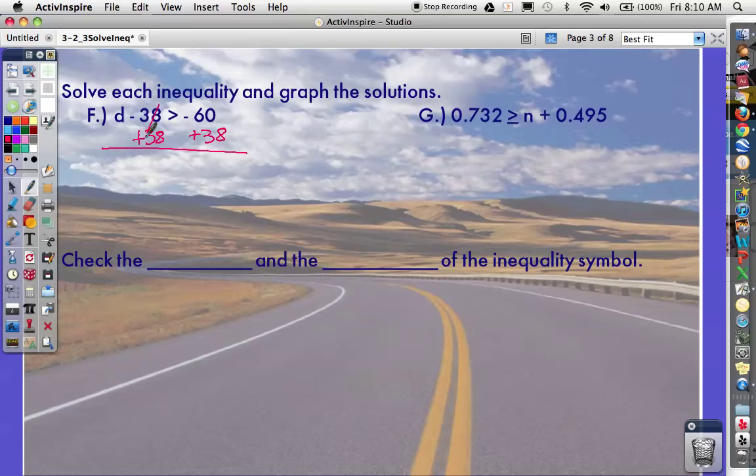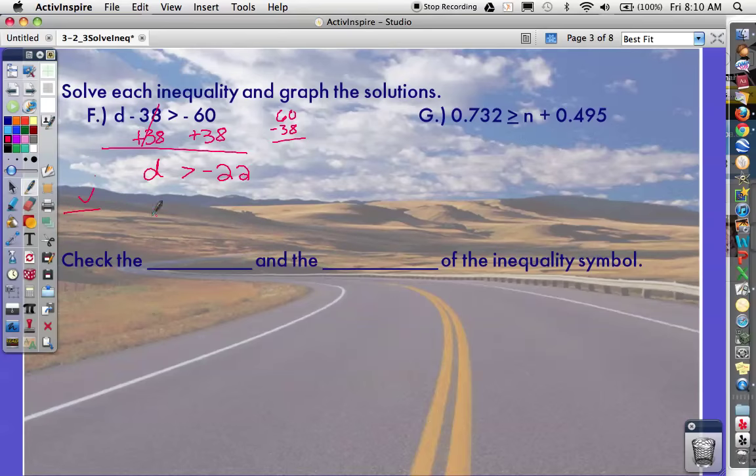When you add 38, they cancel on the left, and you have d is greater than negative 22. You have a negative 60 and a positive 38. Remember, you're doing 60 minus 38, and then since the sign of the larger digit is negative, your answer would be negative. We should do a quick check step over here. So if I do negative 22 minus 38, I would get a negative, let's not check the end point because that's not an answer, right? Let's check at any point that's going to work.